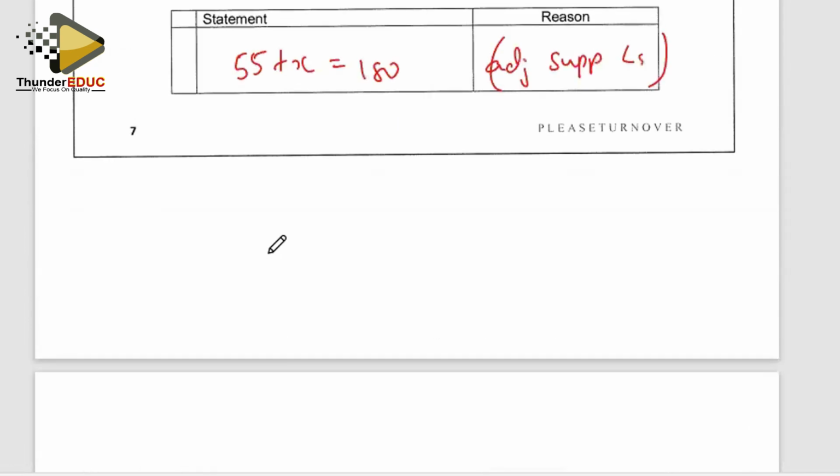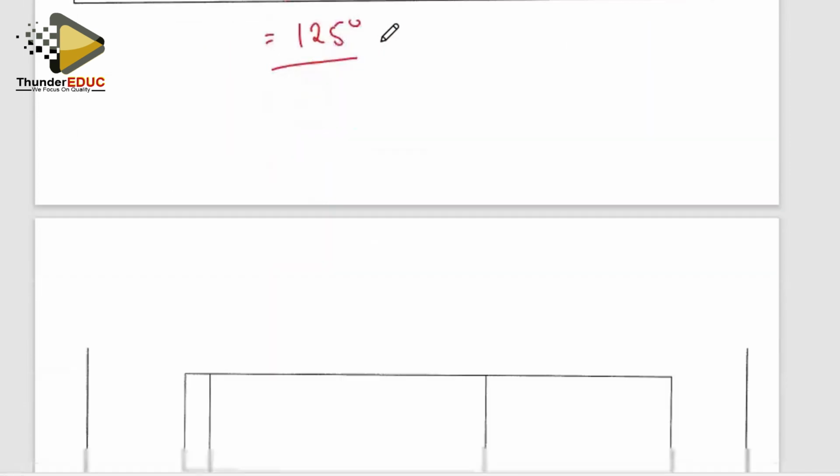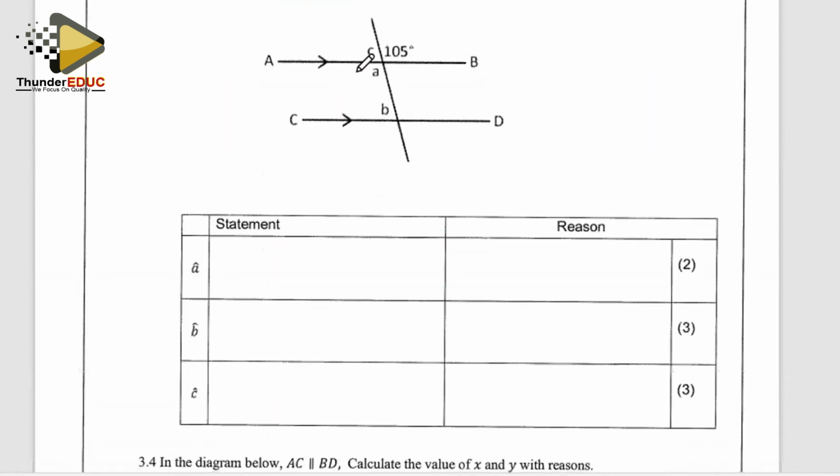Then for us to get the x, we move the 55 that side, which is going to be 180 minus 55. So 180 minus 55, that's going to be 125 degrees. So that is for 3 marks. Okay, you leave out the reason, you're going to lose some marks.